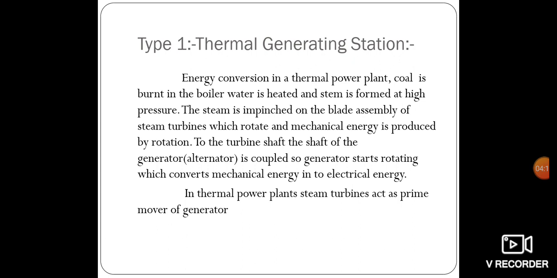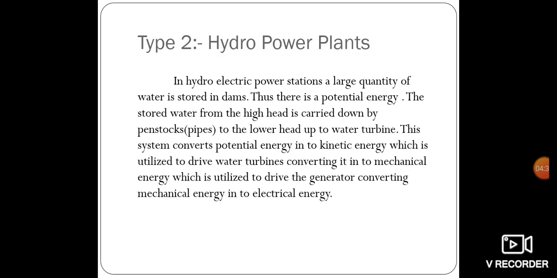In thermal power plants, steam turbines act as a prime mover of the generator. So in the thermal power station, the steam turbines are the prime movers, unlike in a hydroelectric station where the water turbine acts as a prime mover, whereas in thermal generating stations, steam turbines act as a prime mover.